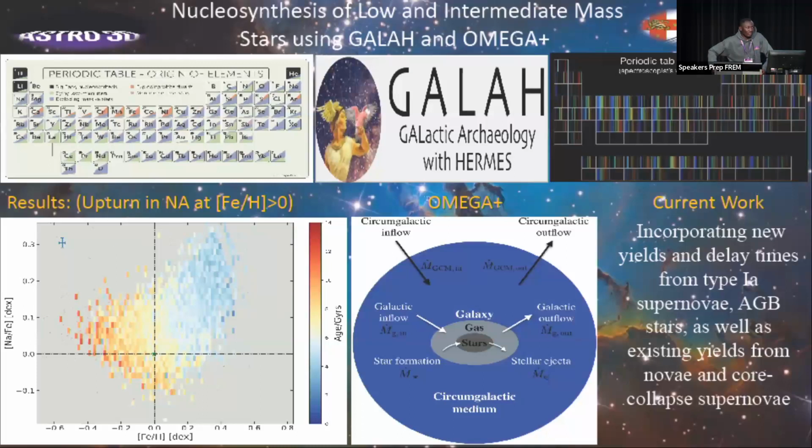So basically, we are using what they call the Omega plus one zone model for simulation of galaxies to investigate this by trying different types of nucleosynthesis processes such as Type Ia supernovae, AGB, and other stuff. So if you want to talk to us about this work, I'm happy to speak to you, and thanks for your time.